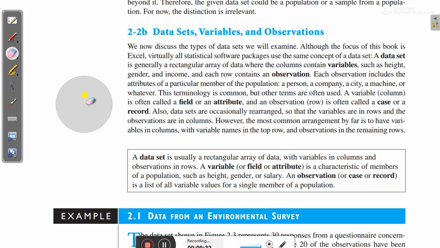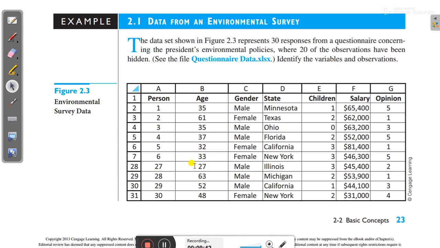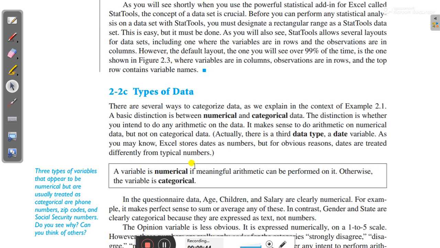So this is about data set type. What are the data set, what type of terminology used in data set. Now we again proceed to types of data. Here you can see, in basic terms we can divide the data in two parts. One is numerical and one is categorical.